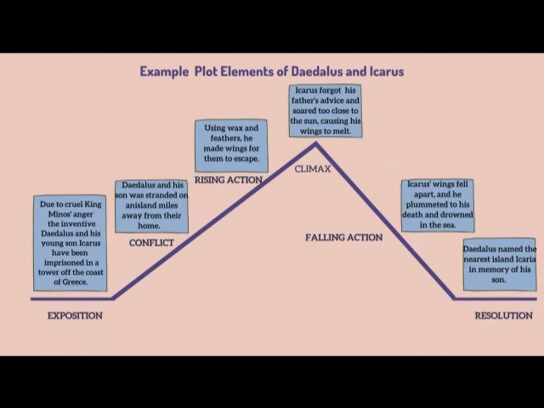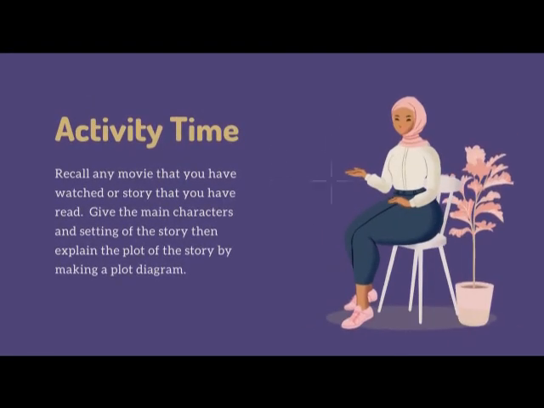So some example here of the plot elements of Daedalus and Icarus. You have here the exposition, conflict, rising action, climax, falling action, and then the resolution. Activity time. So I want you to recall any movie that you have watched or story that you have read. Give the main characters and setting of the story. Then explain the plot of the story by making a plot diagram.